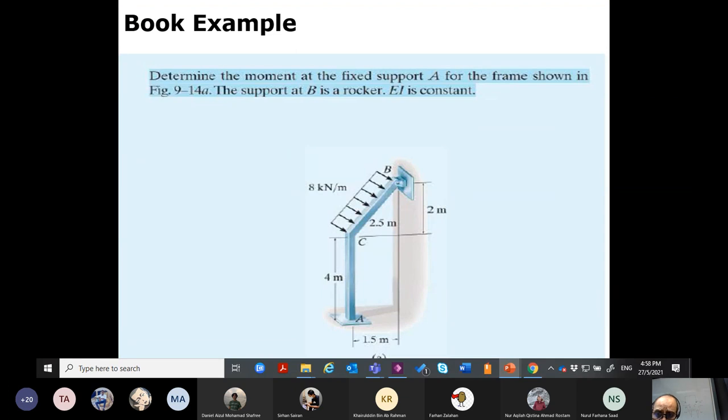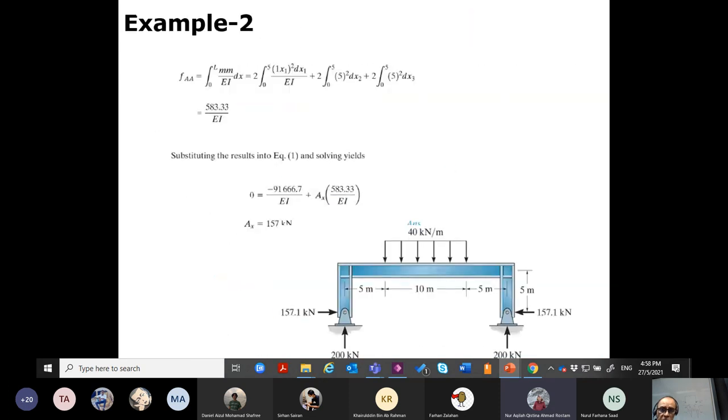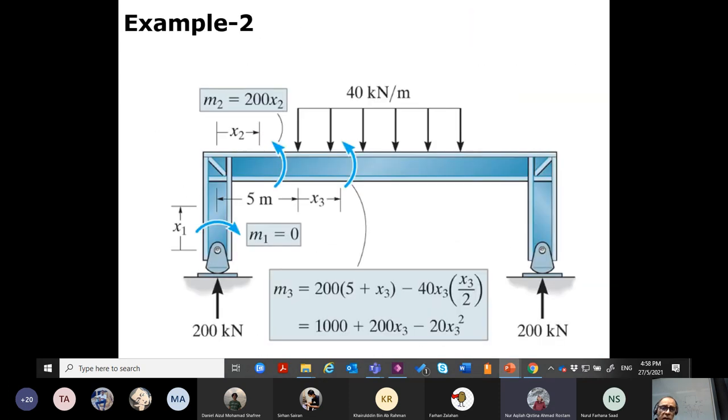So example two, is it clear? Any confusion? Is it okay? Sir, can you please repeat the part on how to get M2 and M3 equal to negative 5? Okay.